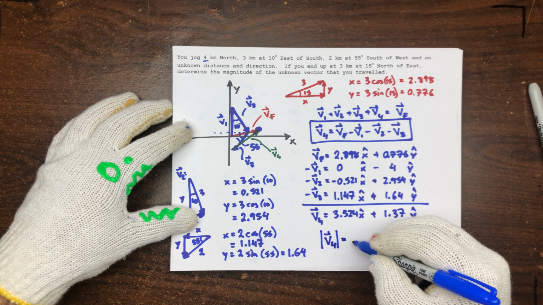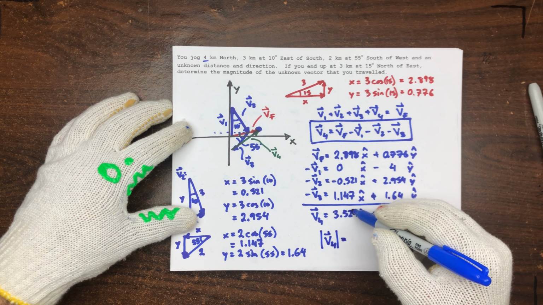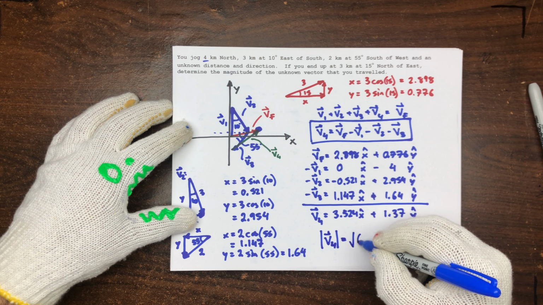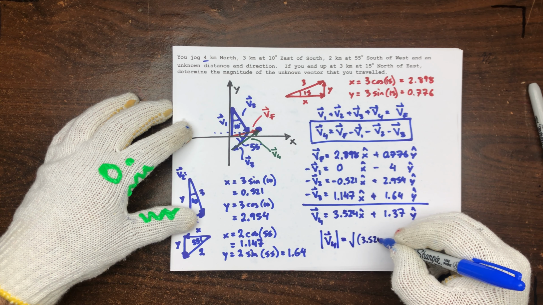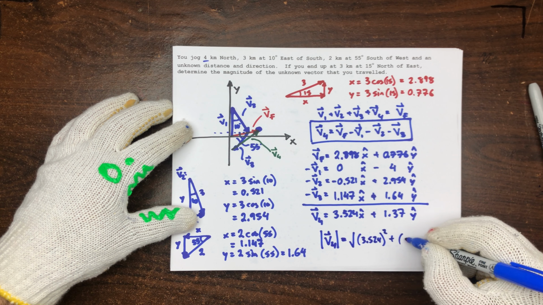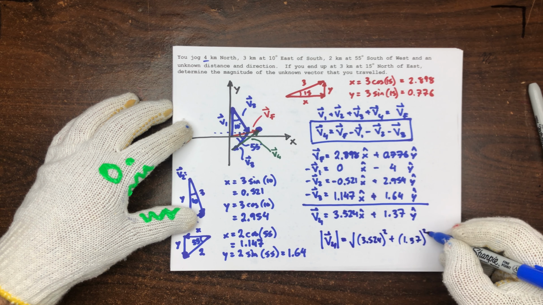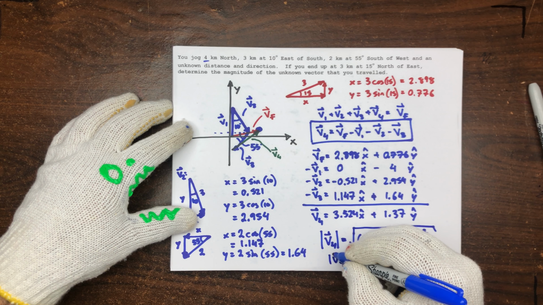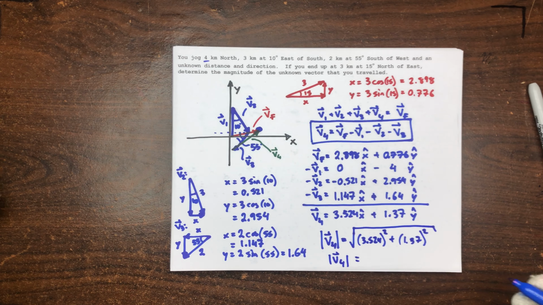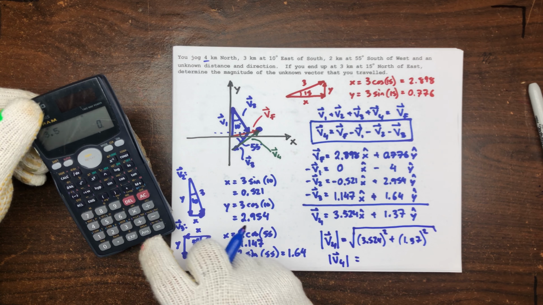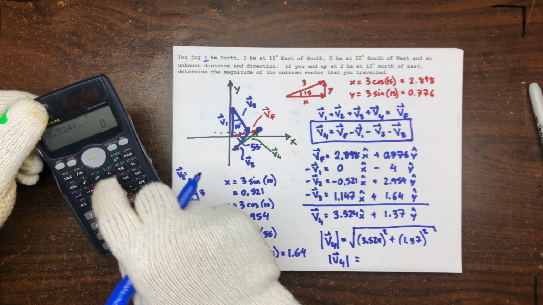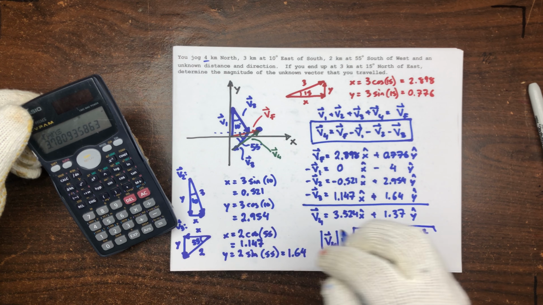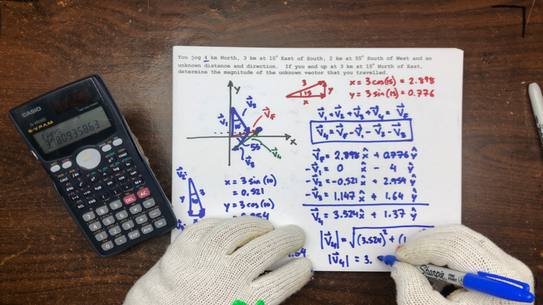Now, I can't write down exactly what it's all going to be equal to, but it's going to be this number squared plus this number squared, square root it. I'll write down the numbers, just because I'm running out of room here. So the distance that I actually traveled is 3.524 squared plus 1.37 squared, square root, and the answer is going to give me a 3.8.